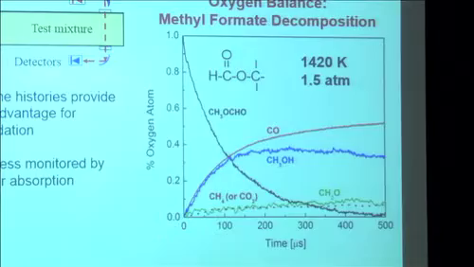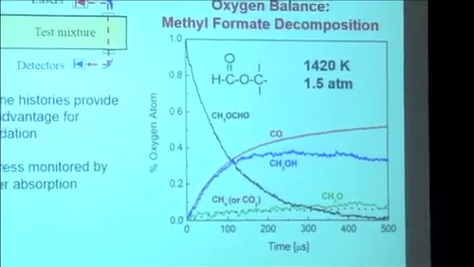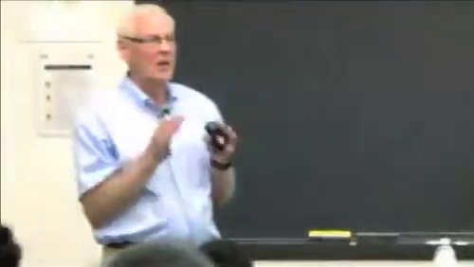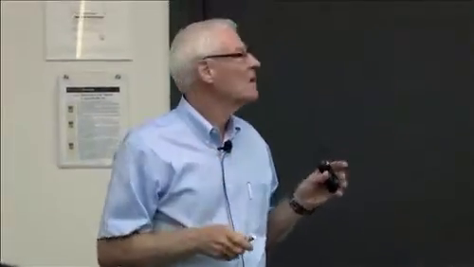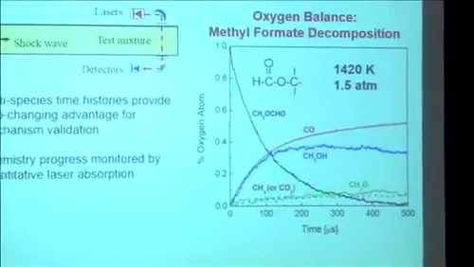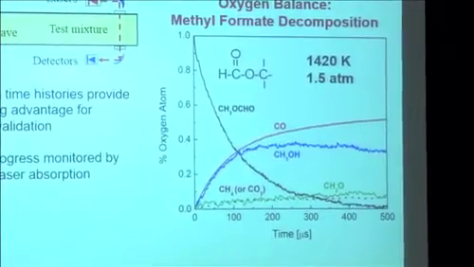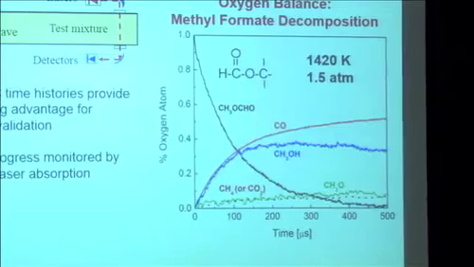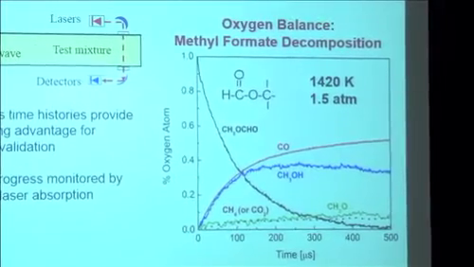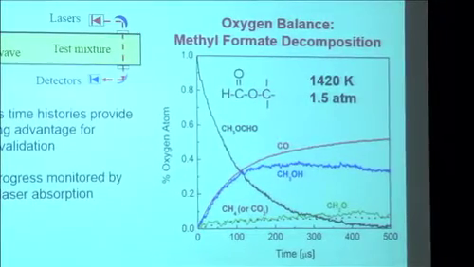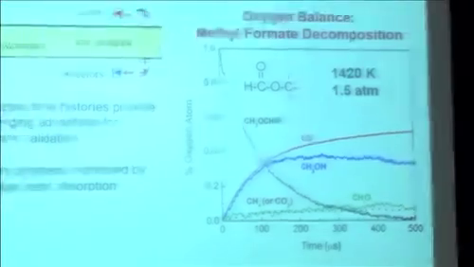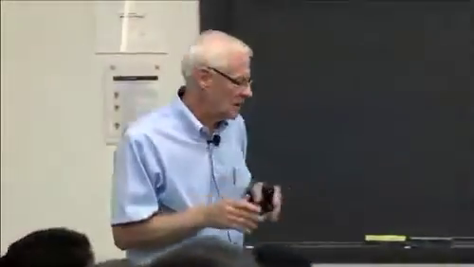But I plotted it as the percent of the oxygen. So the idea is to see if I can track where all the oxygen atoms are. Oh, I see. So initially, all of the oxygen atoms are in the methylformate. So it's basically mole fraction of oxygen atoms, something like that. And because we were able to track something like 95% of the oxygen, I feel like we've kind of tracked all the major species, and this gives you the information we need to do some kinetic analysis.